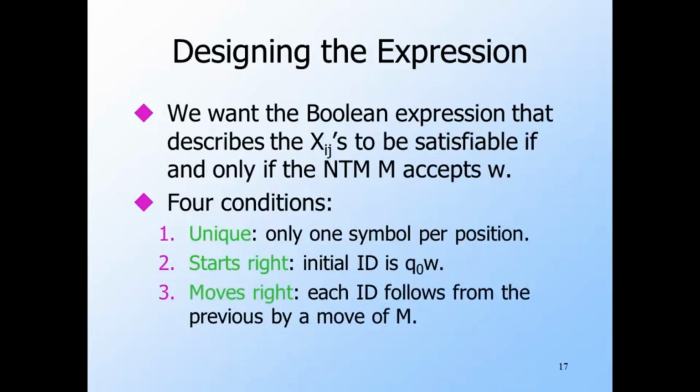The next is moves right. This really should be moves correctly, but that's too many syllables. This expression enforces the condition that each ID follows the previous ID by one move of m. And as that convenient exception, if the previous ID has an accepting state, then the next ID may be the previous ID. Finally comes the expression finishes right. This condition says that somewhere in all that stuff is an accepting state.